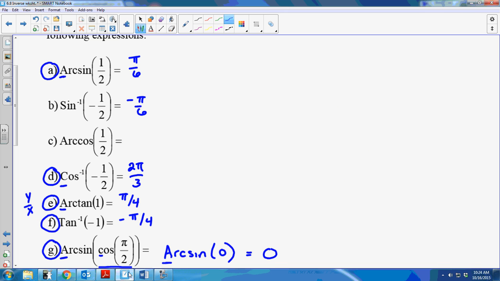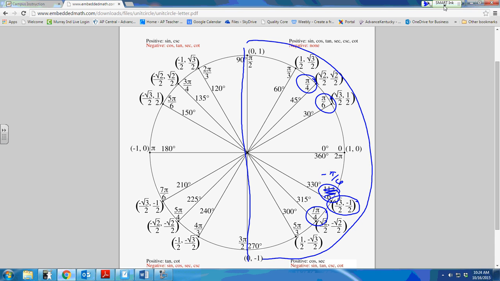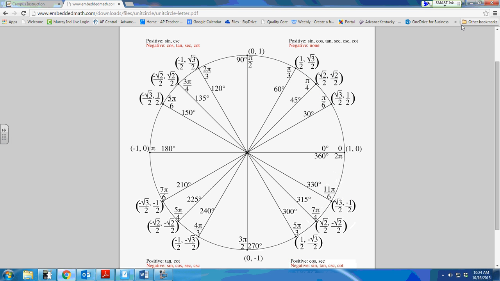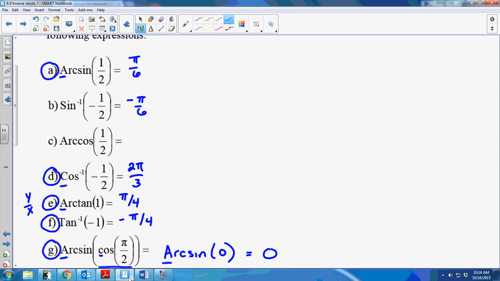All right, on C, arc cosine, capital A, we're looking to see where cosine is 1/2 on the unit circle. Cosine is the top half. So cosine is 1/2 right here. So pi over 3. Questions about C?